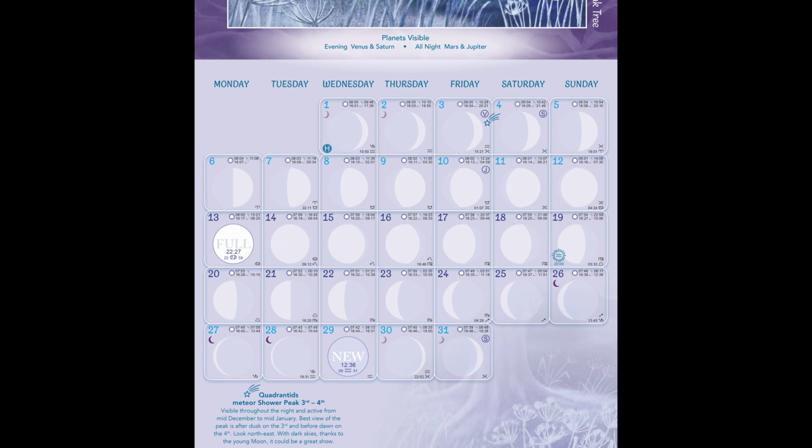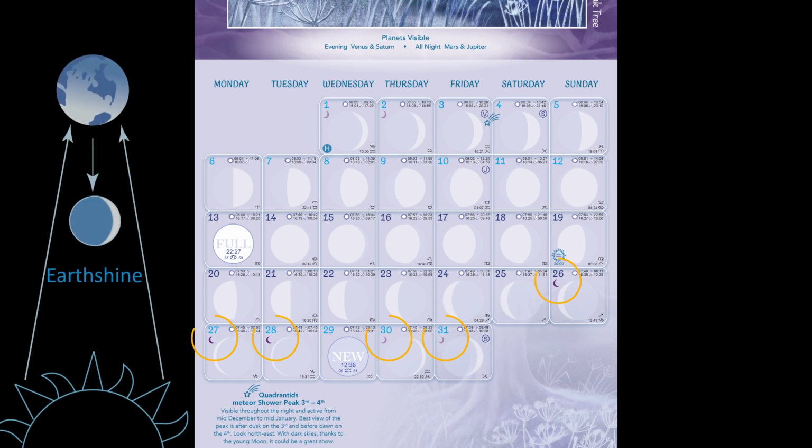Around each new moon, we highlight when to look out for earthshine. Earthshine is when the sun's solar light reflects off the earth and lights up the unlit part of the crescent moon a few days before and after new moon. These small crescent moon symbols are reminding you to look out for earthshine 3 days before the new moon in the morning and 3 days after the new moon in the evening.